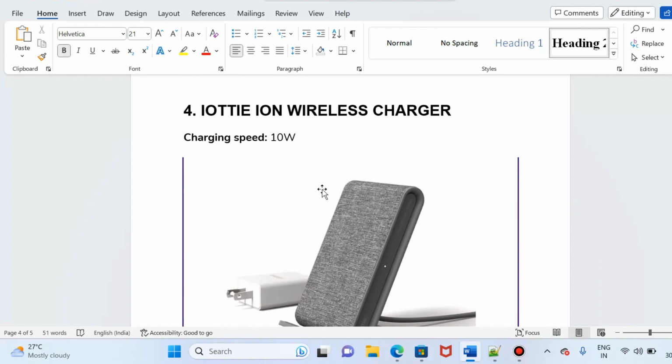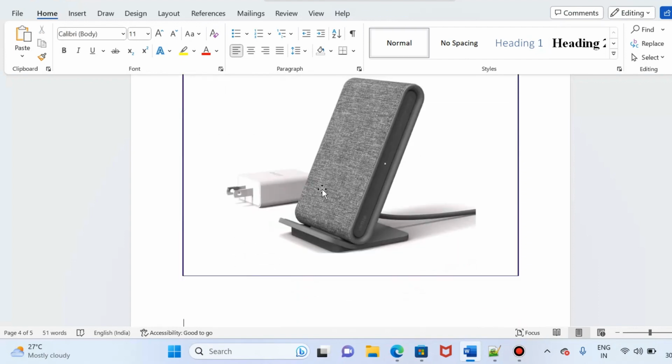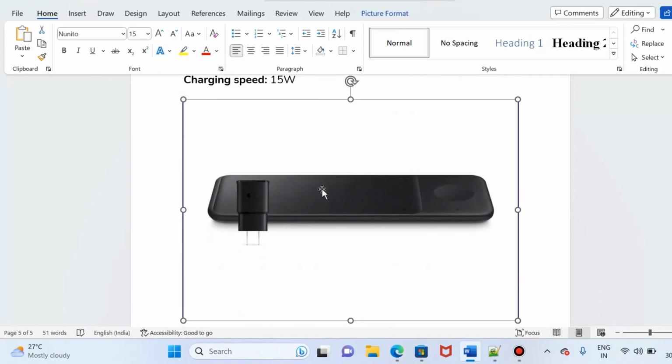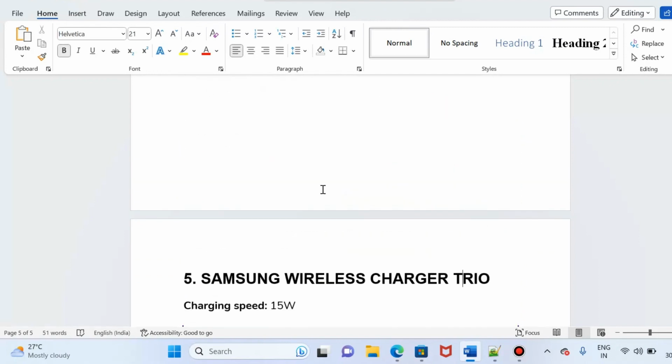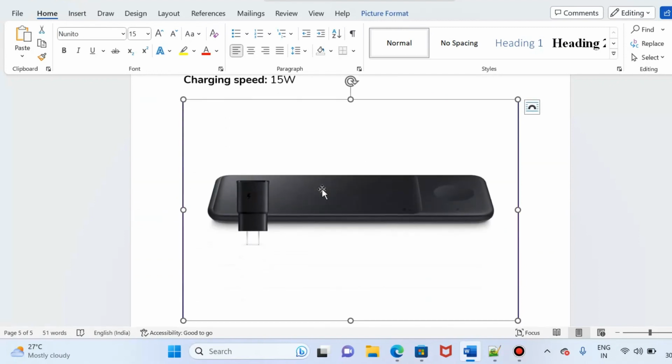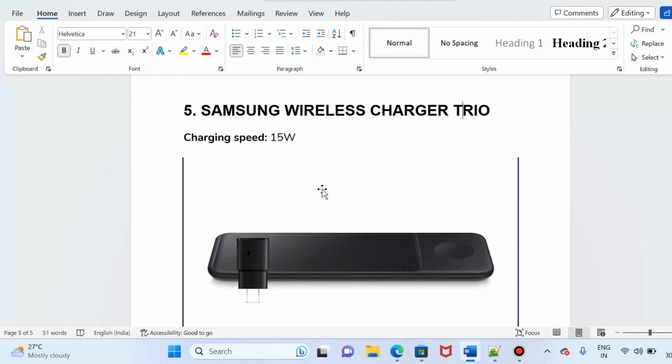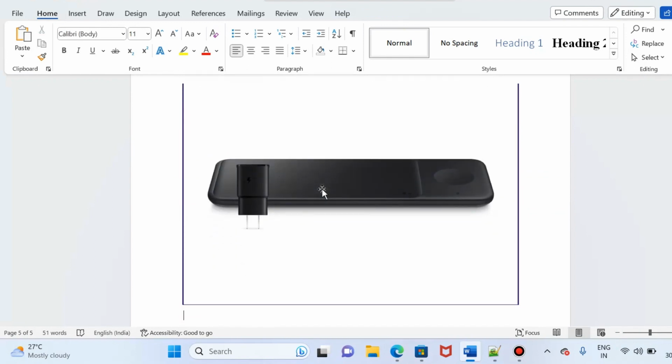And we'll take a look at the fourth top best wireless charger for the Galaxy Z Flip 5. And the name is the wireless charger, and it supports a charging speed of 10 watt. And you can see the picture over here also. Last but not the least, the fifth one is the Samsung wireless charger Trio, and it supports a charging speed of 15 watt. And you can see the picture over here also, guys.